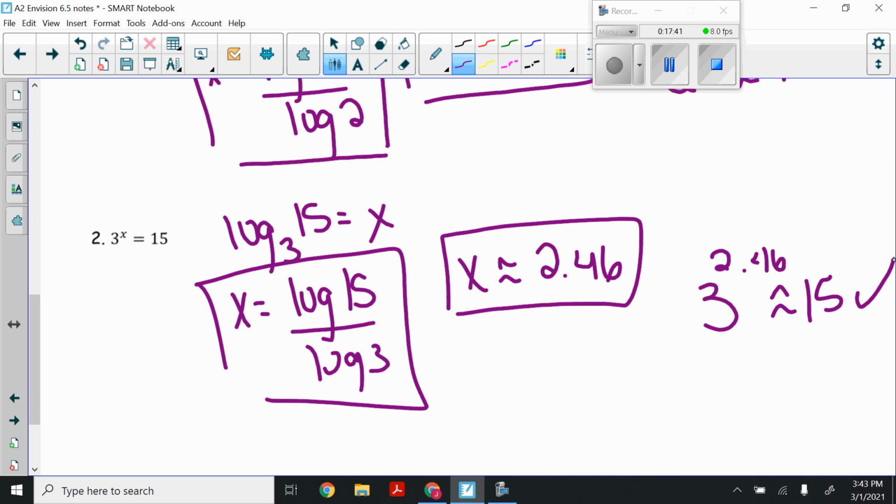Yes. All right, so that takes care of section 6.5. Our homework today is our 6.5 worksheet.